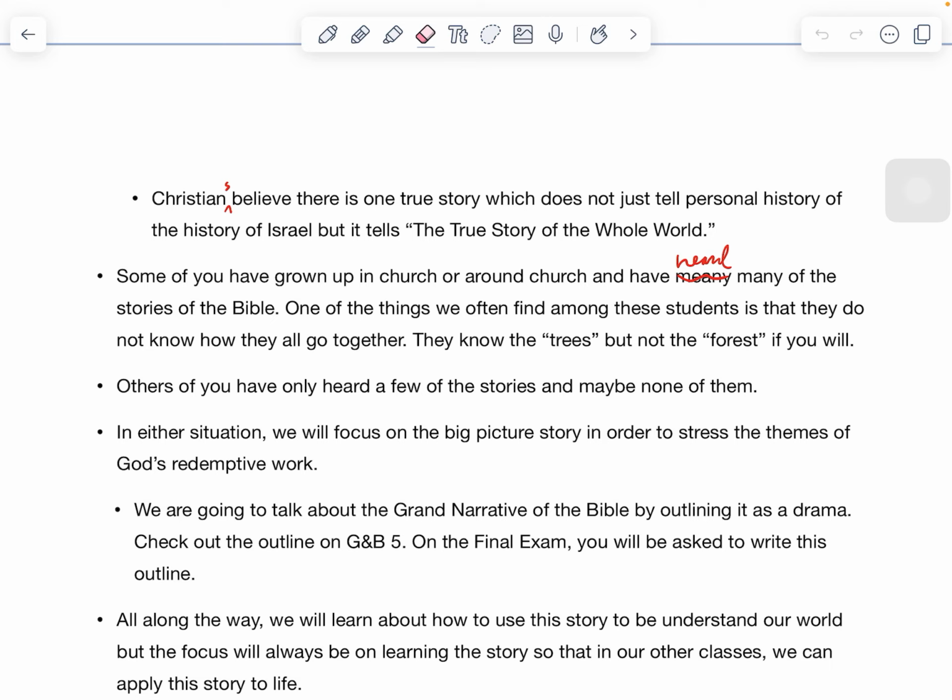Others have only heard a few stories and maybe none of them. In my own life, I never really went to church until I was about 17 years old. I'd gone some with my family when I was younger, but my family didn't go at all. And I knew a few stories, but I didn't really have any idea, until I began to study the Bible for myself, how the stories all went together. No matter what your background is, we're going to focus on that big picture story in order to stress those themes of God's redemptive work.